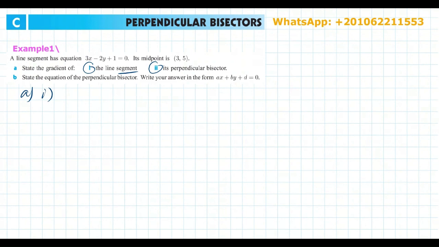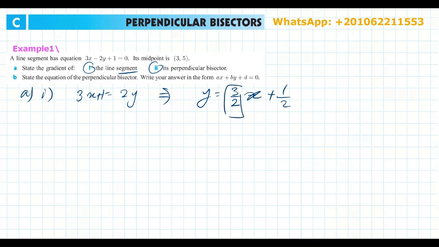Okay, then it becomes 3x equals 2y, and here we have it plus 1. And after that, we're going to adjust the equation: y equals 3 over 2 x plus 1 over 2. Then the gradient of the line segment should be 3 over 2.